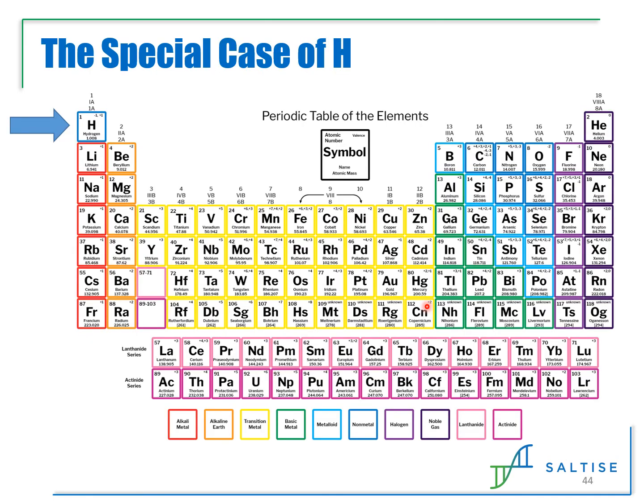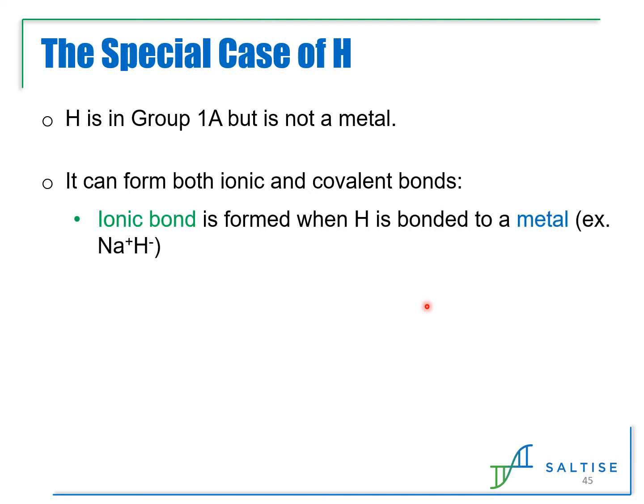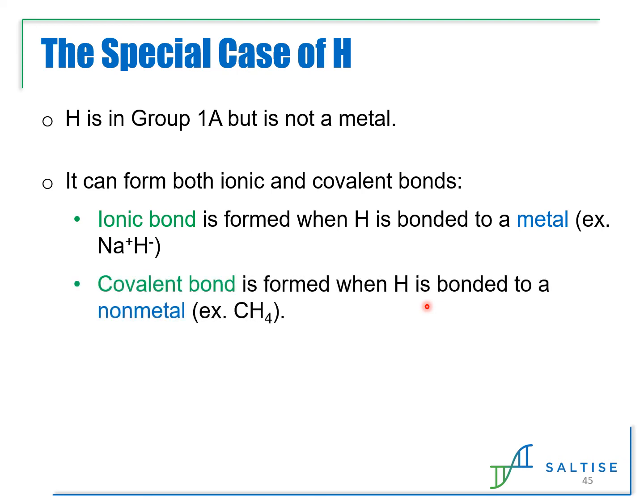In the case of hydrogen, you may notice that it's sitting in the first column. It falls into the same group as the alkali metals. However, hydrogen is not a metal. It is a nonmetal and is able to form both ionic and covalent bonds. When hydrogen is bonded to a metal, then an ionic bond has been created. The hydrogen has gained one electron and becomes an anion with a -1 charge. When hydrogen is bonded to a nonmetal, then a covalent bond has been created where a pair of electrons are being shared.